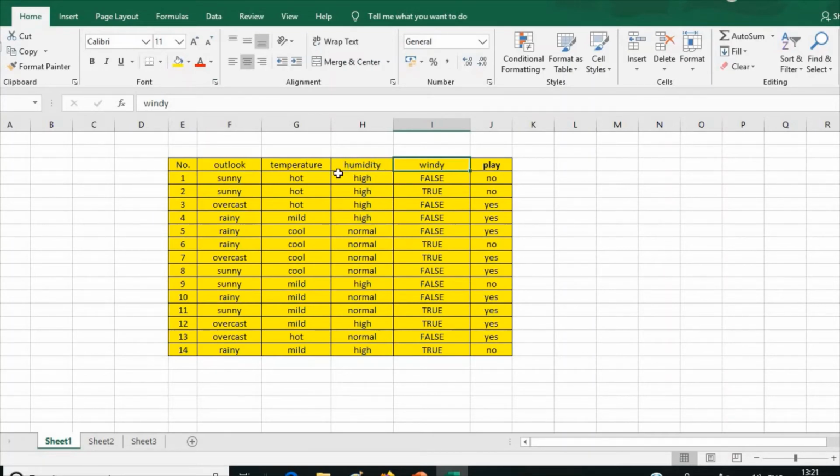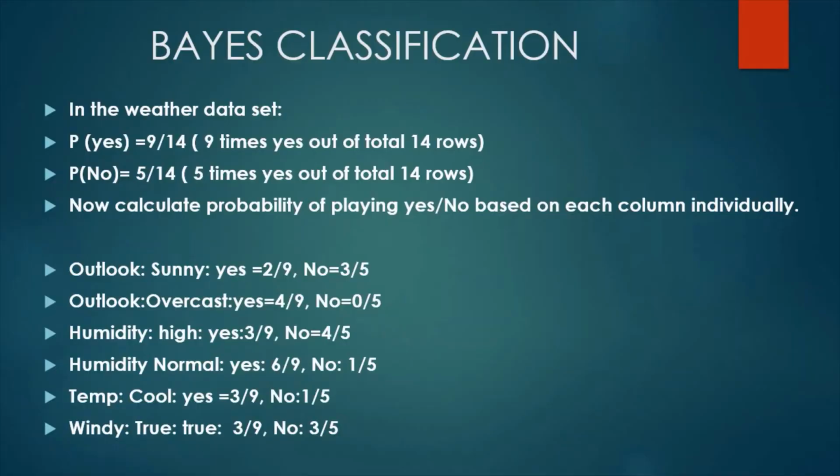So in this way, during the training phase of the model, the system will calculate the probability of each column and each category. We have shown here, for Outlook overcast, what would be the probability of playing yes and no. In case of humidity, if humidity is high, what is the probability that the child should go for the play? This one. And what is the probability that the child should not go to play if humidity is high? Is this one. So individually the system calculates the probability and trains the model likewise.